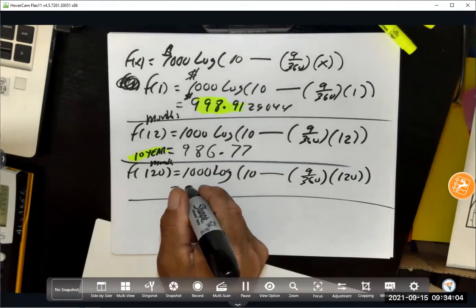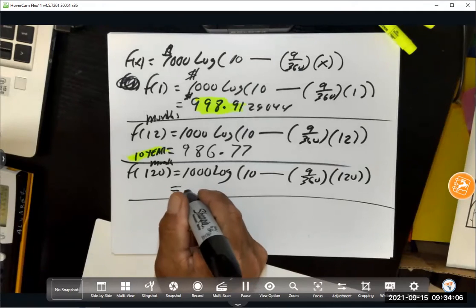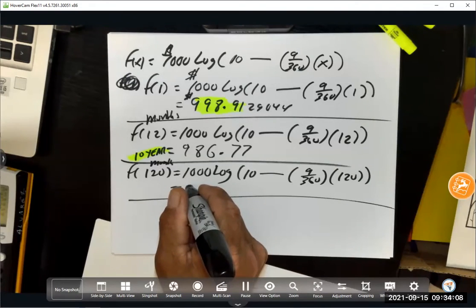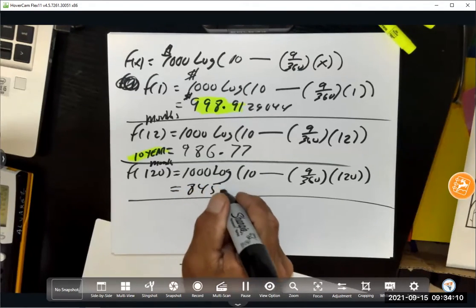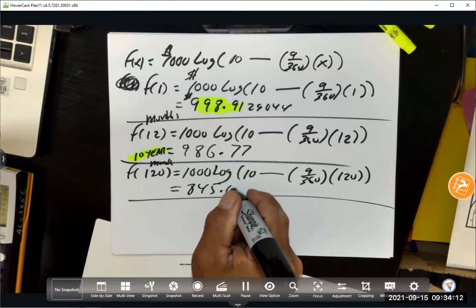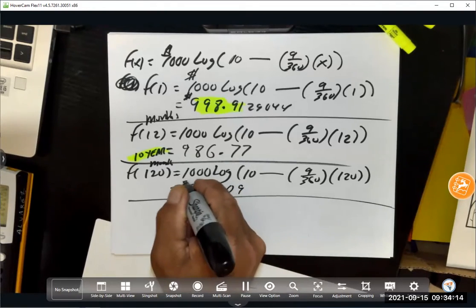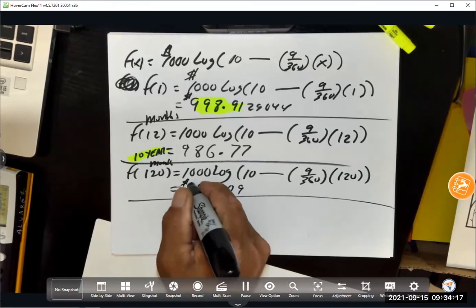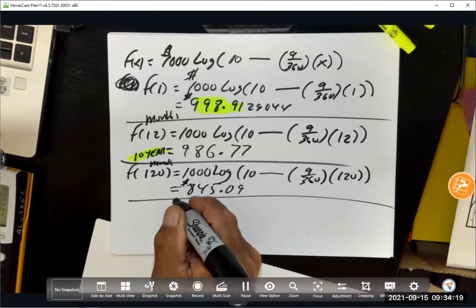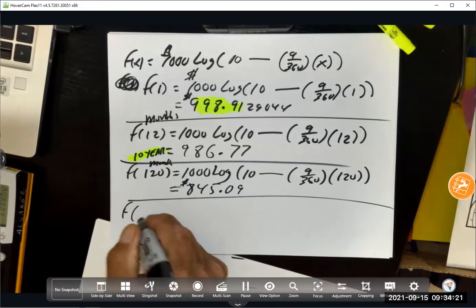120. Hey, this one should be better. Okay, this one's better. It is 845.09. That's good enough. You just leave it there. You owe $845. You want to pay it off? Yes or no? He said, no, I don't want to pay it off right now. That's fine. You don't have to.